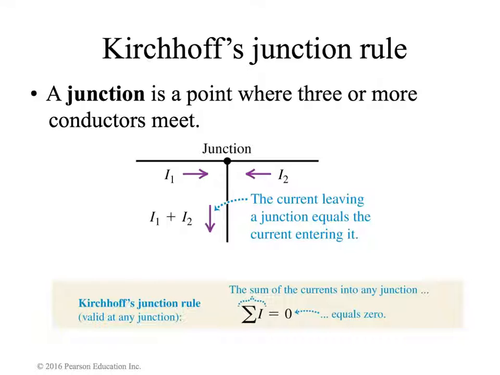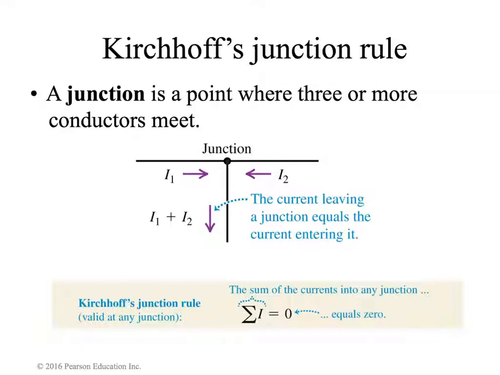There are two rules that we're going to really base our method on. The first one is called the junction rule. At a junction, we see a point where different currents are coming together or separating. For instance, this junction has three different paths.